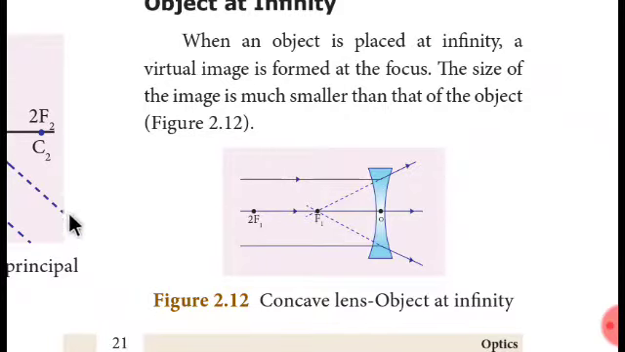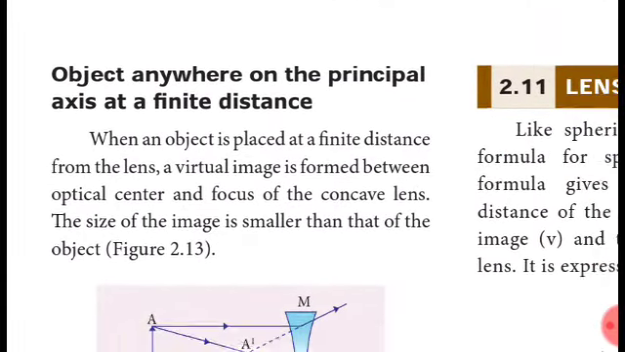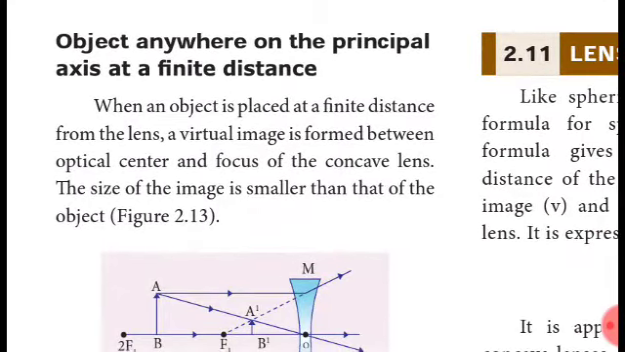So if you see an arrow from this side, it will be very small in the image, but actually we kept the arrow at infinity, and that's why the image is going to form at the focus. This is the first case, we are done with it. And the second case, object anywhere on the principal axis at a finite distance.